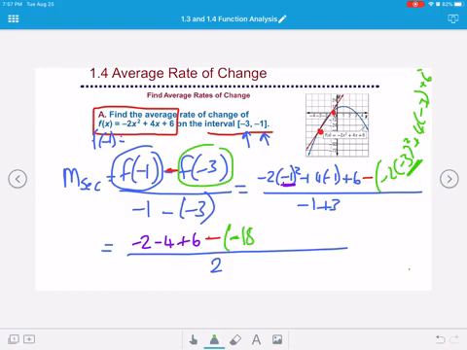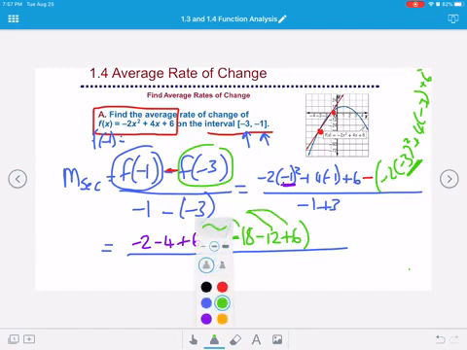Then we've got plus 4 times negative 3, so that's like subtract 12. Then we've got plus 6. Don't forget to distribute that negative to everything in those parentheses. And so what have we got here? Oh, we'll use blue. So this is minus 2, minus 4, plus 6. Oh, those all cancel each other out.